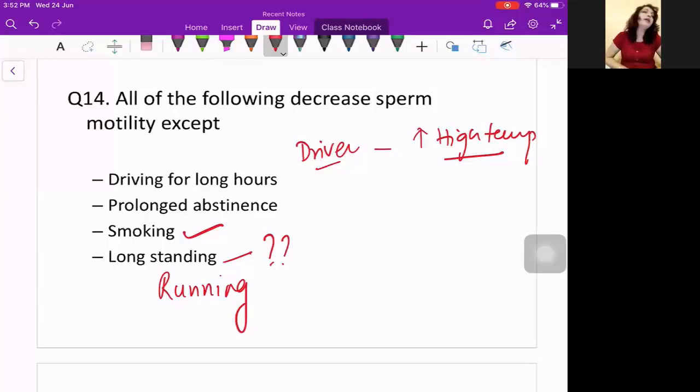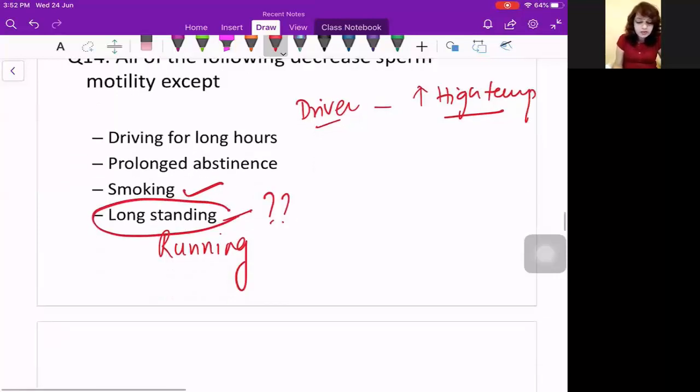Even with alcohol intake, chronic alcoholics have erectile problems. There are certain drugs like antipsychotics, beta blockers, and excessive use of testosterone and anabolic steroids by bodybuilders, all of which can lead to male infertility. Prolonged abstinence sometimes too. So I would mark long standing or running as the one that does not affect sperm motility.